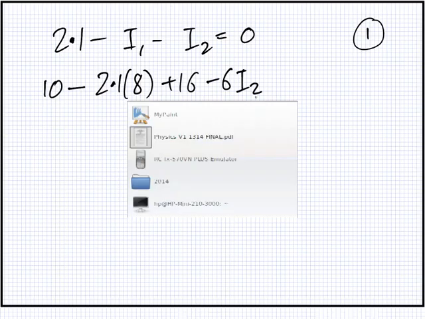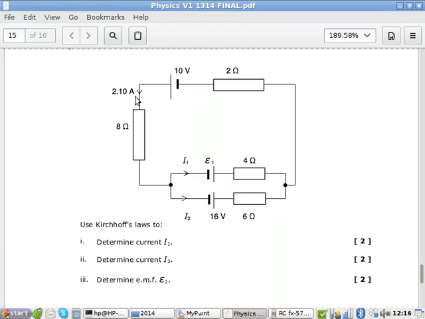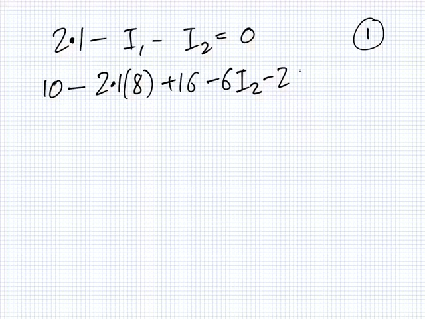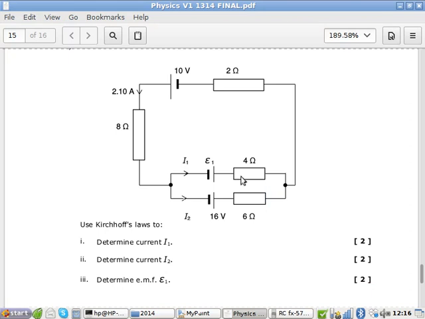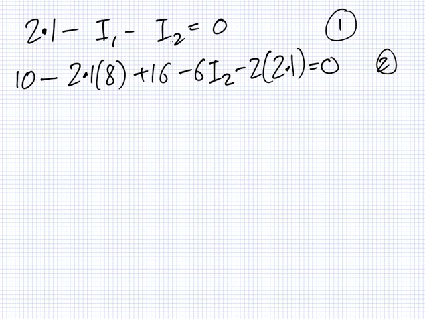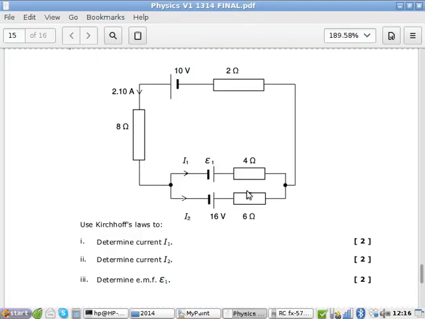Minus 2, equals. Yeah, that's equation two. Equation three: you can get I1 from equation one. This gives us I2, and this gives us I1. We can do either this loop or an inner loop. It's easier to do this one? No, the inner one, to get E. To get E from the small loop. Yeah, the small loop.